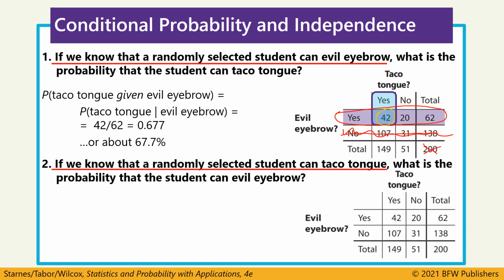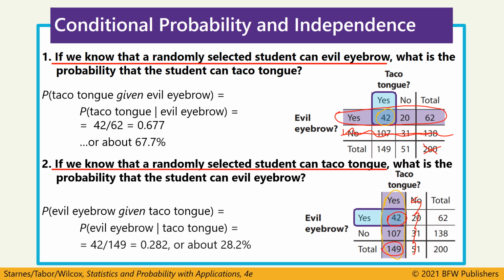If we know that a student can talk with tongue, that's this column right there. What's the probability that they can evil eyebrow? So we're only looking at that 149. We don't care about all these no's. 42 out of the 149 can evil eyebrow.